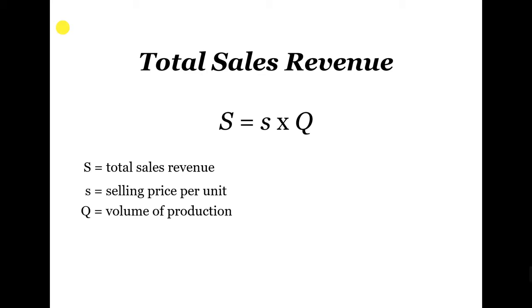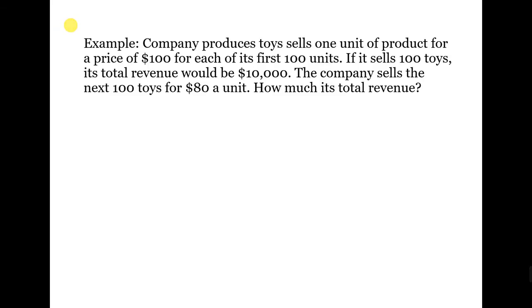Now, let us first look at the total sales revenue. The total sales revenue of the firm is given by the following formula: total sales revenue is equal to the selling price per unit multiplied by the volume of production. For example, a company produces toys that sell for $100 per unit for each of its first 100 units. If it sells 100 toys, its total revenue would be $10,000.